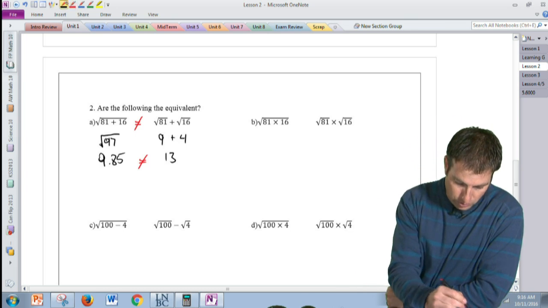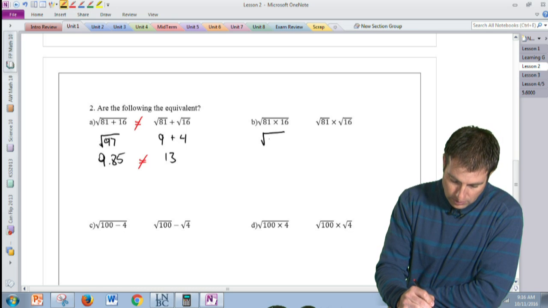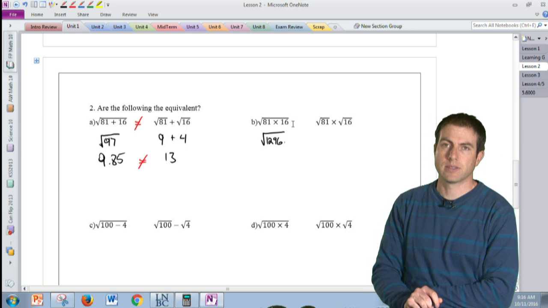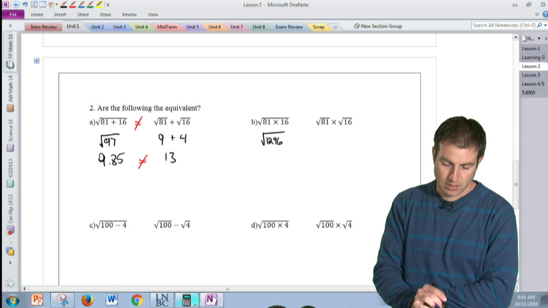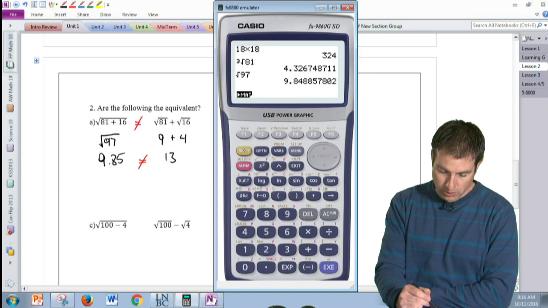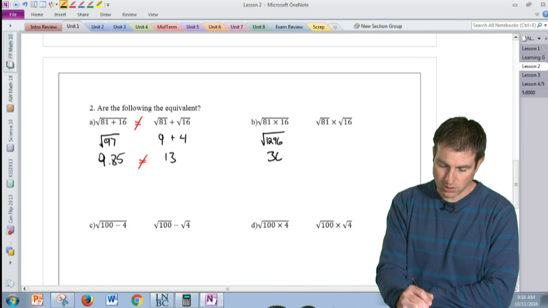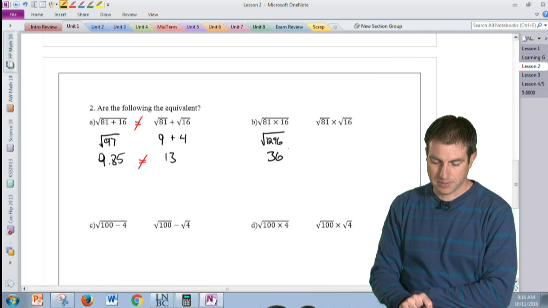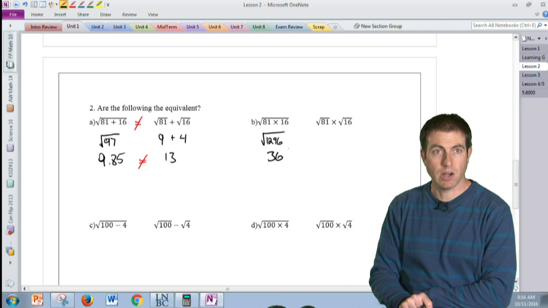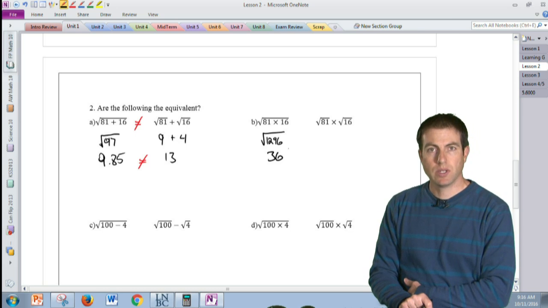1,296. So we have the square root of 1,296. That's a big one, so I'm going to take the square root of 1296, and that's 36. That's good. All right. Let's do the next ones.